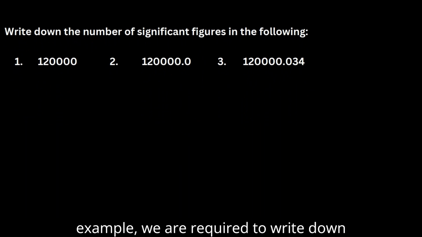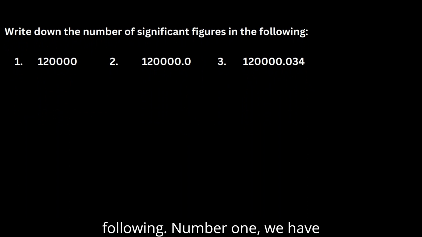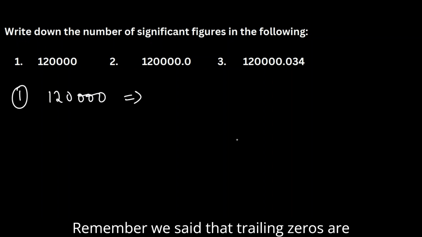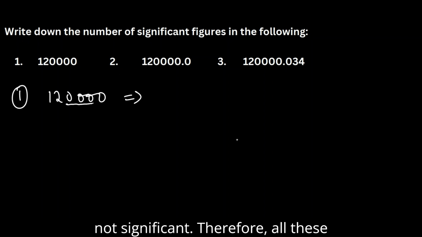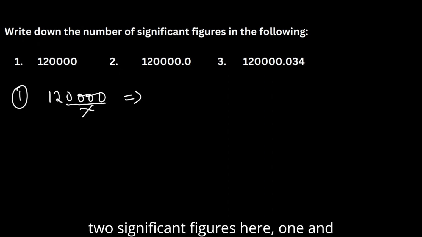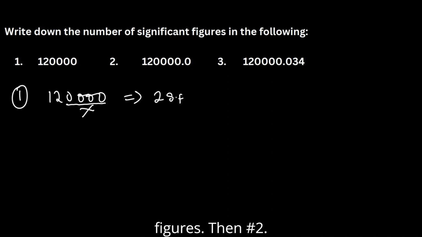In this example, we are required to write down the number of significant figures in the following. Number 1, we have 120,000. Remember, we said that trailing zeros are not significant. Therefore, all these zeros are not significant. We only have two significant figures here, 1 and 2. So these are two significant figures.